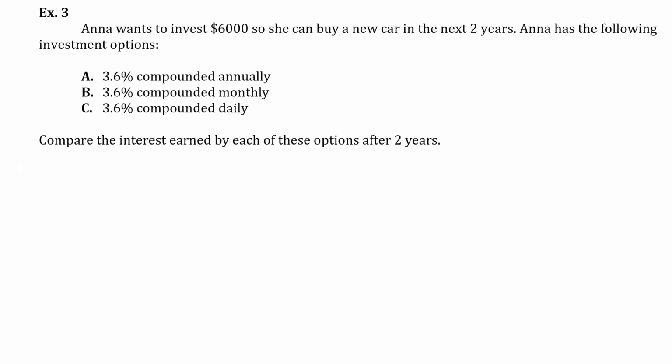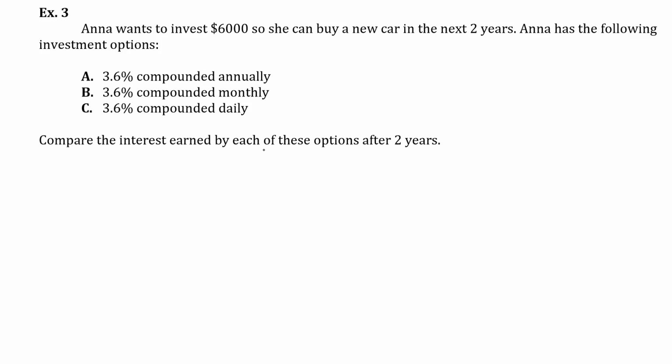Example number 3. Anna wants to invest $6,000 so she can buy a new car in the next 2 years. You go, Anna! Anna has the following investment options. A, 3.6% compounded annually. B, 3.6% compounded monthly. And C, 3.6% compounded daily. Compare the interest earned by each of these options after 2 years.